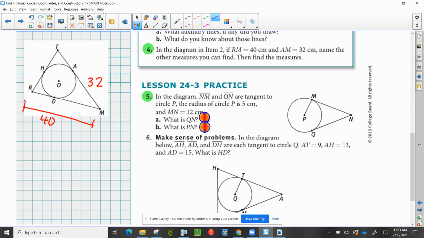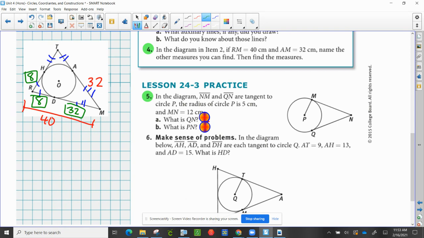Okay, so let's fill in our congruent parts. Anything that comes from a point to a point of tangency forms those congruent segments. So let's fill in what we can figure out here. Since this is 32 and it's congruent to DM, we know DM is also 32. Okay. Well, then I can use subtraction to find RD. RD would have to be what? 40 minus 32 is 8. So that makes RH also 8.